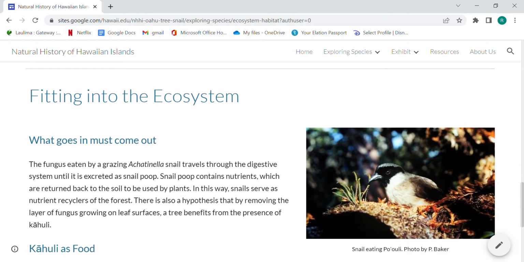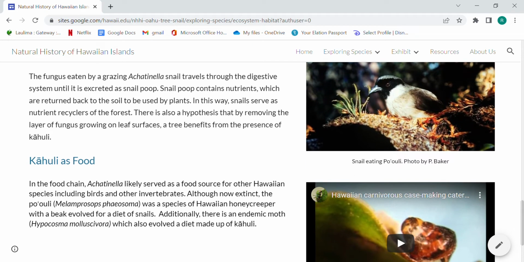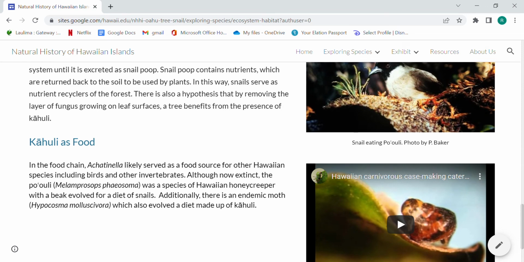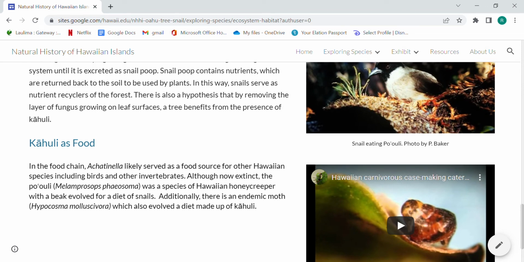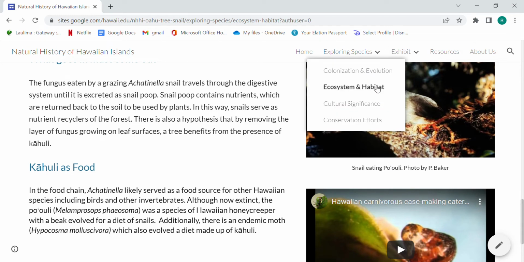And then we talk about the role of Kāhuli in the ecosystem as nutrient recyclers, as well as an important food source to various organisms such as this honeycreeper, the po'ouli, which is now extinct, as well as a carnivorous caterpillar.